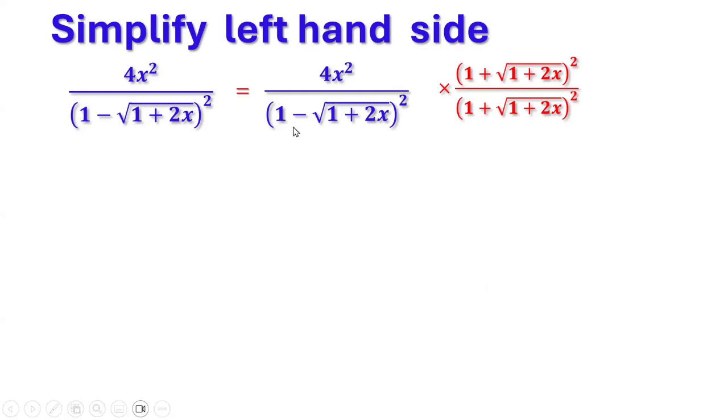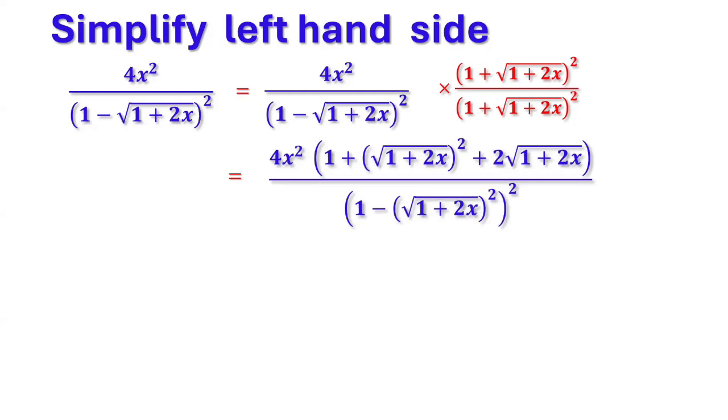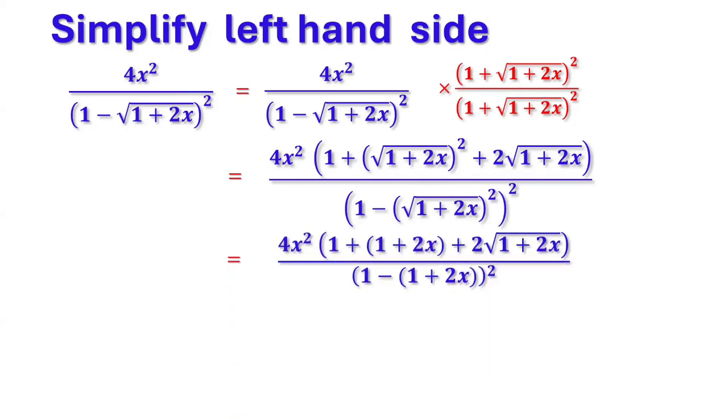So this will become a minus b whole square and a plus b whole square, which we can write as a square minus b square whole square. And here we apply a plus b whole square and open the bracket. So this will look like this. So 4x square, and this is a plus b whole square, and here is a square minus b square whole square. So let's further simplify it. So this power 2 and this power 2 will simplify and then we'll get it in this form.